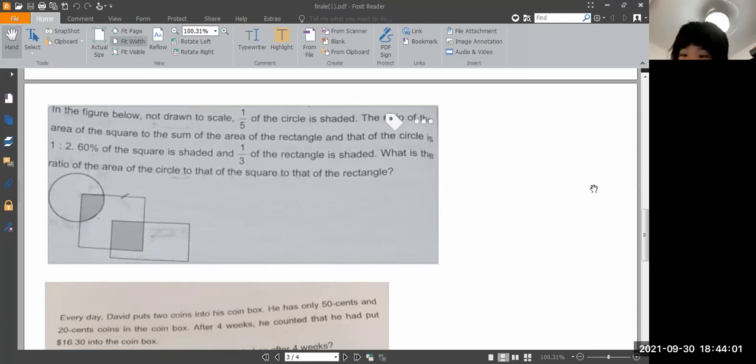This is the best question to ask. 60% of the square is shaded. 是啊.